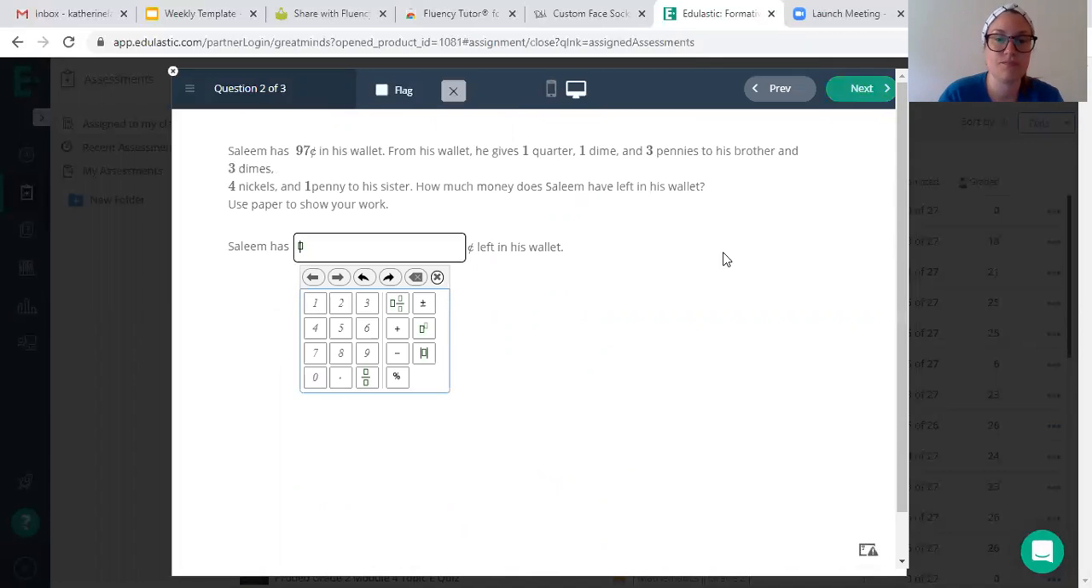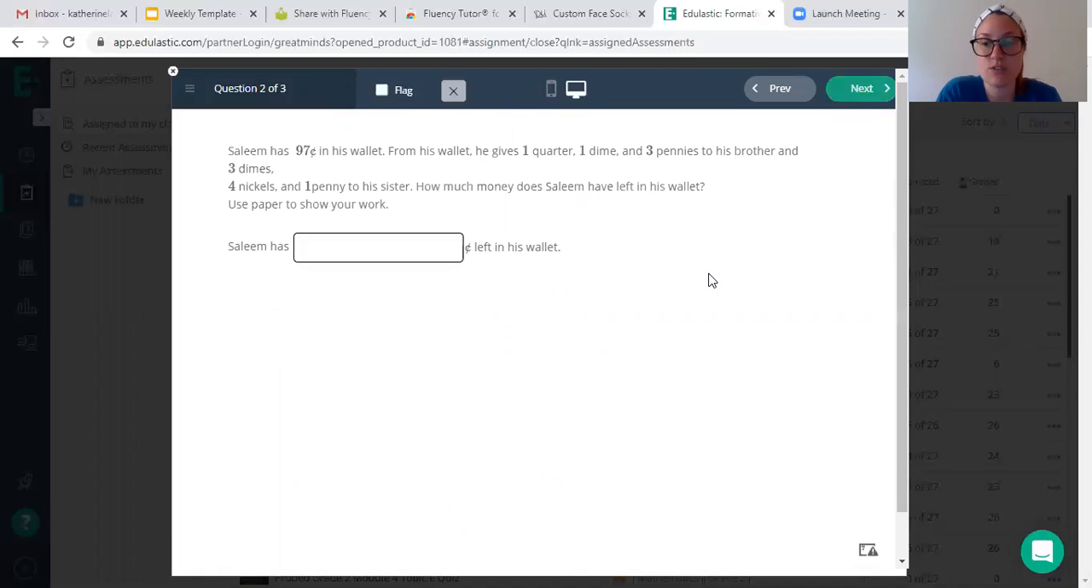Okay? This is a word problem, so this goes back to that read, draw, write method we were learning about. Salim has 97 cents in his wallet. From his wallet, he gives 1 quarter, 1 dime, and 3 pennies to his brother, and 3 dimes, 4 nickels, and 1 penny to his sister. How much money does Salim have left in his wallet? Use paper to show your work.